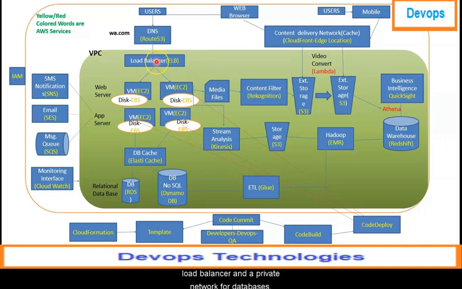Now all these VMs that we are talking about are nothing but EC2, that is Elastic Compute Cloud machines, right? And the disk that we attached is called EBS, that is Elastic Block Storage. Further, for relational databases, there is a service called RDS, and for NoSQL databases, there is a service called DynamoDB. For DB caches, there is a service called Elastic Cache Service.